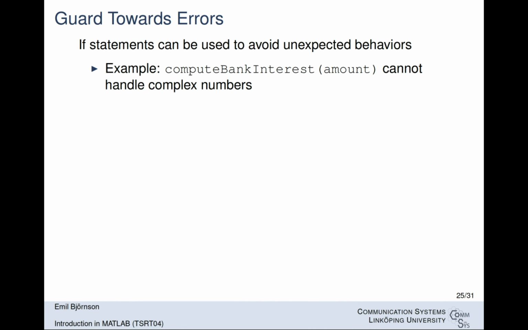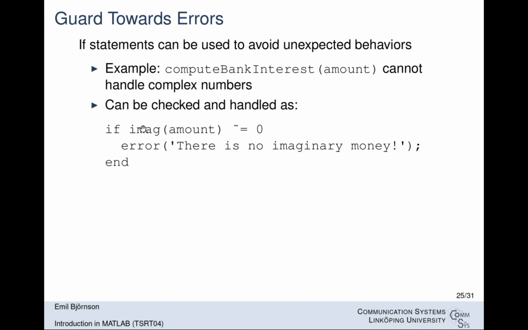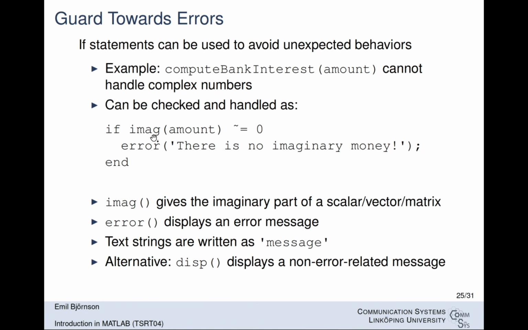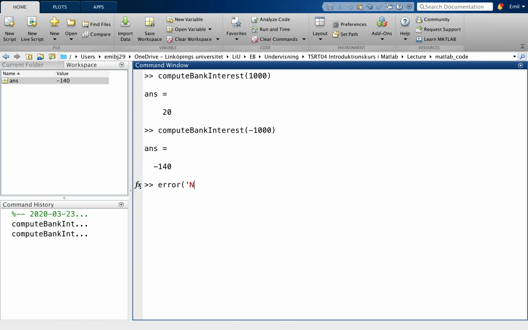We can also use if clauses to protect against errors or unexpected behaviors. So this function compute bank interest takes amount as input, and this number should not be complex. To check if that happens, we can write an if clause like this. If imag, which is the imaginary part of a scalar, vector, or matrix, if that is not equal to 0, well then you have a complex number. And in that case we would like to write out an error message. Error, no imaginary money.